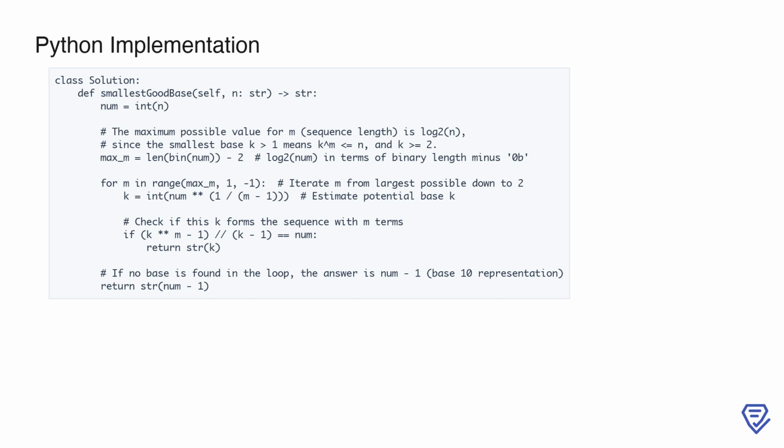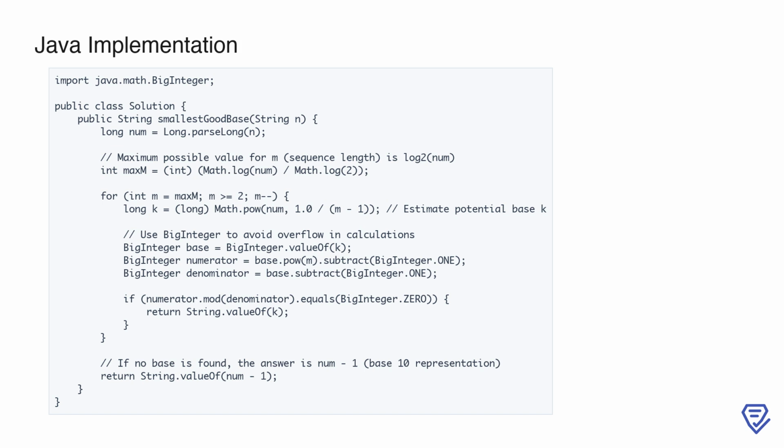is found first. This is the Java implementation of the smallest good base problem, LeetCode number 483. The logic mirrors the Python solution, using a loop to test potential base values from the largest possible sequence length down to 2. The BigInteger class is used to handle large numbers and prevent overflow during calculations. The Math.pow function estimates the base, and modular arithmetic checks if the base forms a valid sequence. The solution ensures precision and handles edge cases efficiently. The output is the smallest good base as a string.